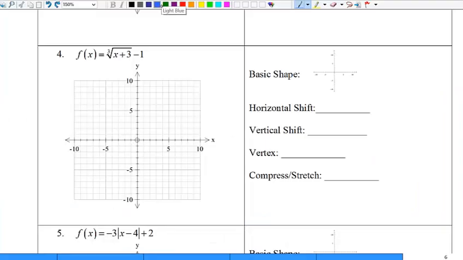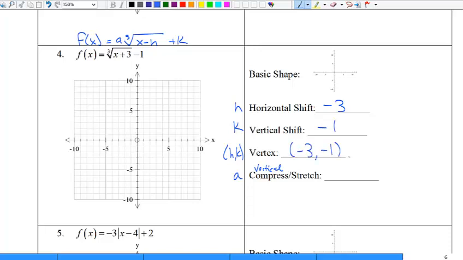For our next problem, f of x equals the cube root of x plus 3 minus 1. The parent function would be a times the cube root of x minus h plus k. So the horizontal shift is h, vertical is k, hk for the vertex, and a is the vertical stretch and compress. So my horizontal shift in this case would be -3. It's the opposite of whatever's with the x. The vertical shift is -1. Put those two numbers together and you get your vertex.